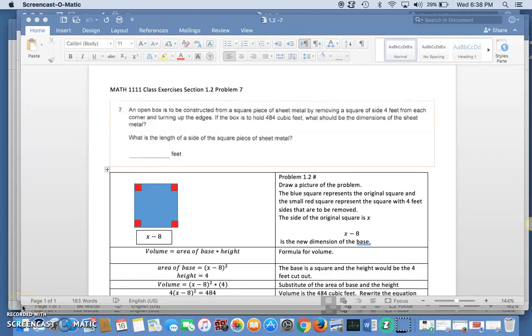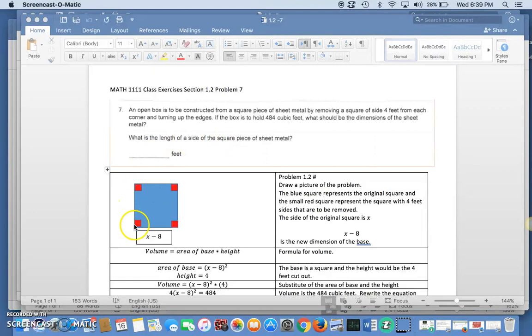Okay, this is problem number 7 from section 1-2. This is a word problem. It says an open box is to be constructed from a square piece of sheet metal by removing a square of side 4 feet from each corner and turning up the edges. If the box is to hold 484 cubic feet, that means the volume has to equal 484. What should be the dimensions of the sheet metal?